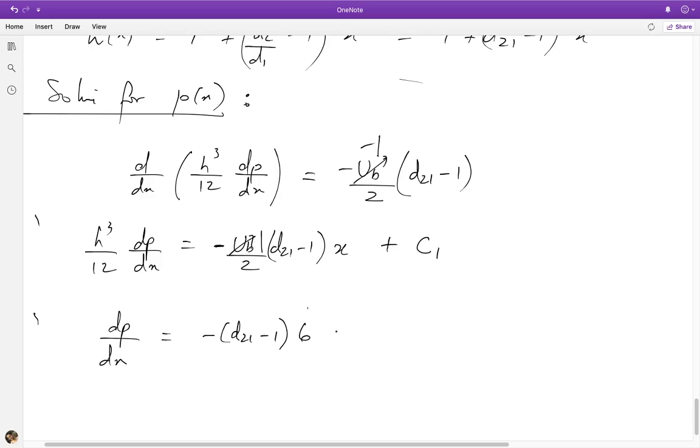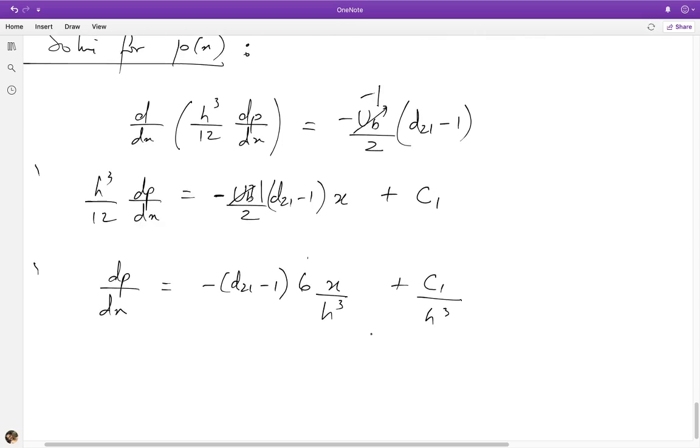I'll have 6 here into h by x by h cube plus c1 by h cube. The factor 12 I can absorb into c1, because it's some arbitrary constant. So if you want, I could have put c1 by 12 here. And now what is left for us to do is to do another integration.